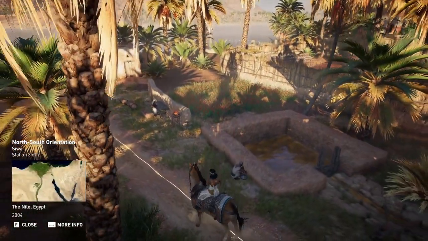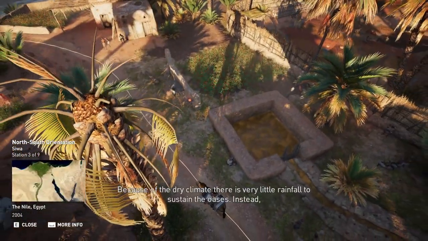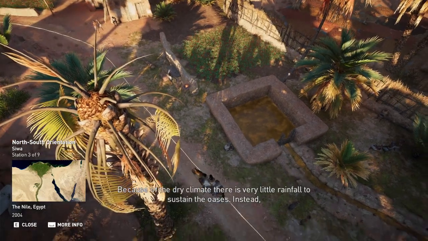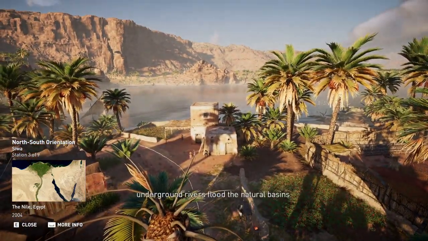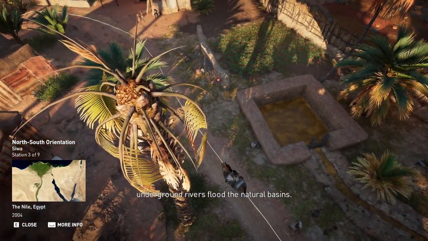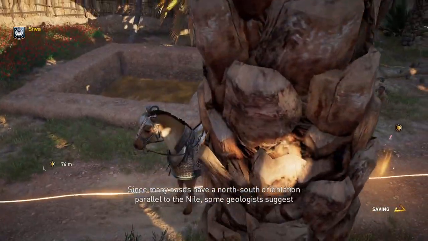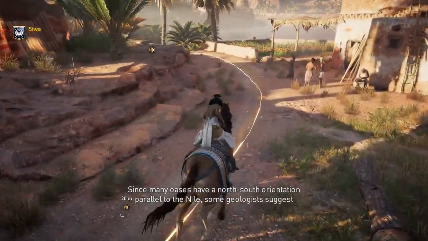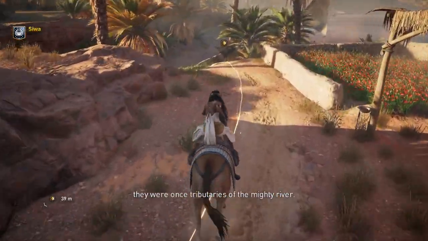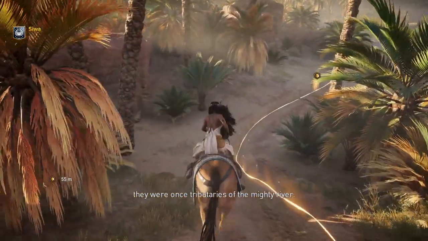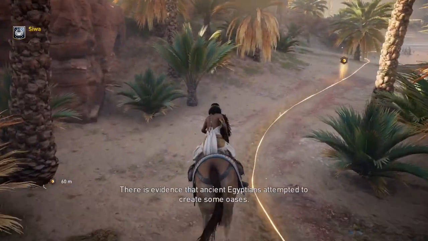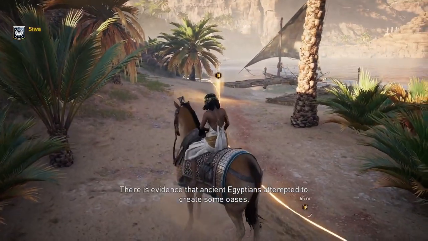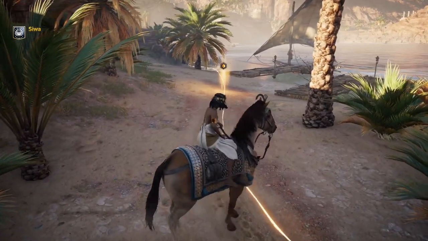Because of the dry climate, there is very little rainfall to sustain the oases. Instead, underground rivers flood the natural basins. Since many oases have a north-south orientation, parallel to the Nile, some geologists suggest they were once tributaries of the mighty river. There is evidence that ancient Egyptians attempted to create some oases.